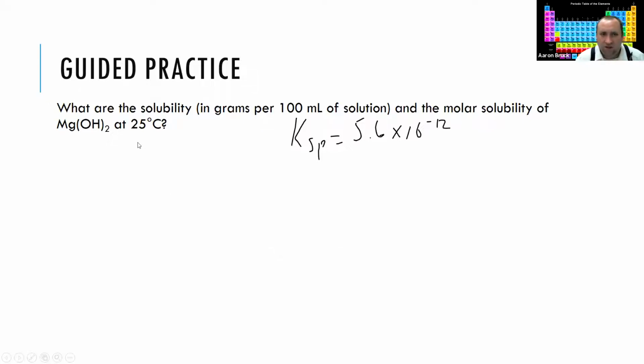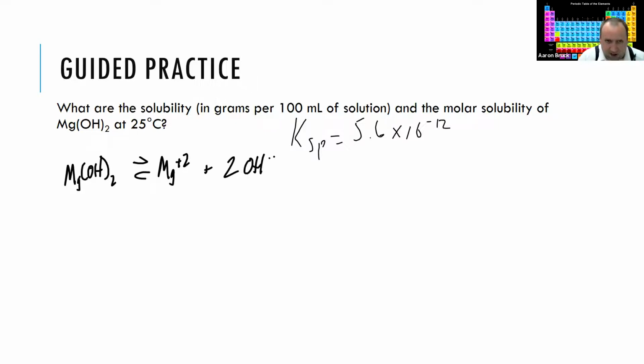What is the solubility in grams per 100 and the molar solubility for magnesium hydroxide at 25 Celsius? KSP value 5.6 times 10 to the negative 12th. So this is the same problem that we were looking at in the beginning, the solubility or lack thereof of magnesium hydroxide will give us magnesium ion and 2 hydroxide ions.